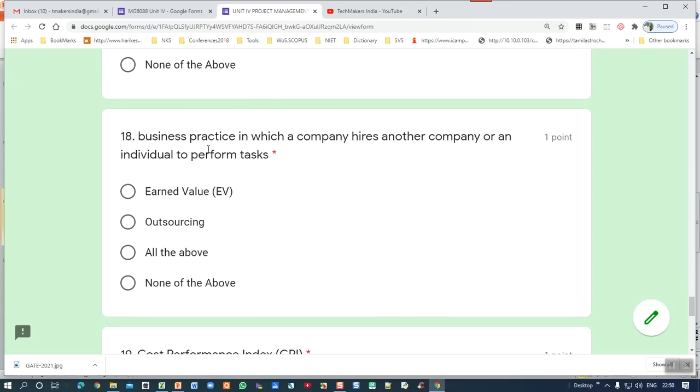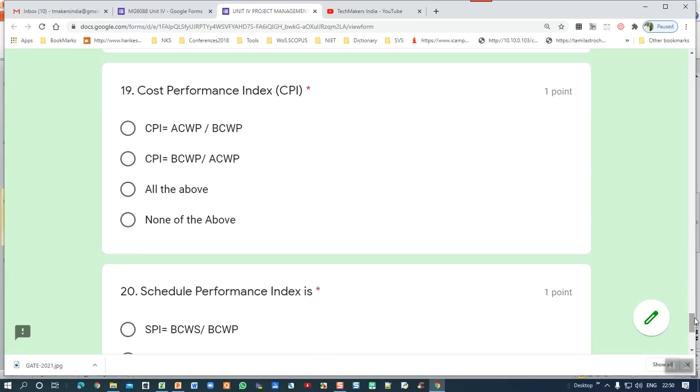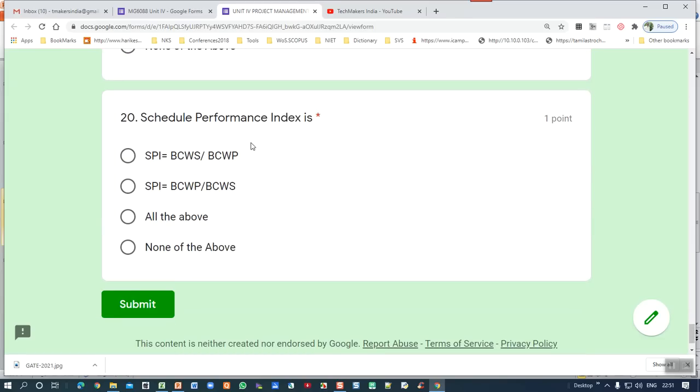18th question. Business practice in which a company hires another company or an individual to perform the task. What is that? Outsourcing. Cost performance index, CPI, is the CPI equal to, this is the correct formula calculation. Similarly, schedule performance index, SPI, the correct formula is this one. So like this, that is 20 questions we discussed.